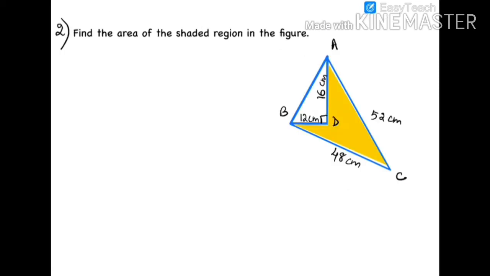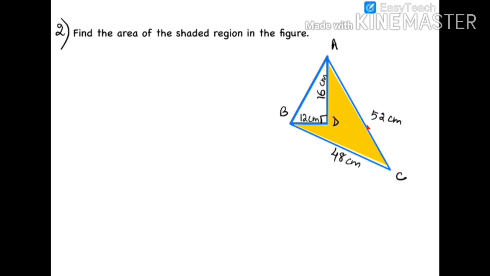Second question, find the area of the shaded region in the figure. Look at the figure. The shaded region is part of triangle ABC, which is obtained if we subtract triangle ADB from it. So to get the area of shaded region, we will subtract the area of smaller triangle from the area of bigger triangle. Now notice that the smaller triangle is a right angle triangle in which the perpendicular sides are given, so we can find its area using half base into height.